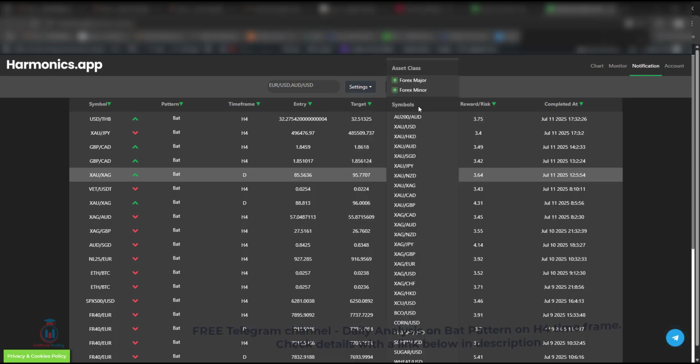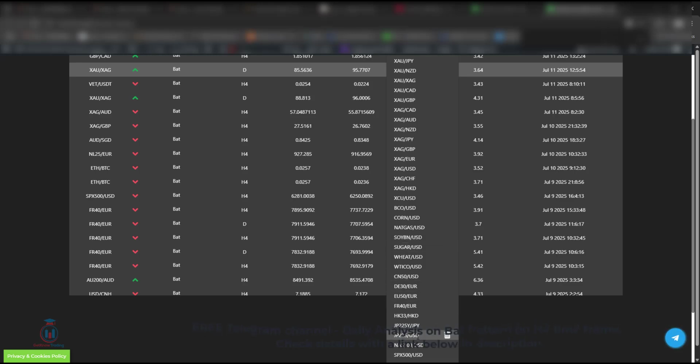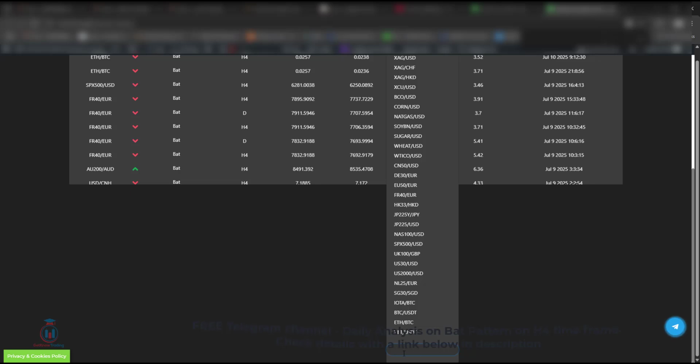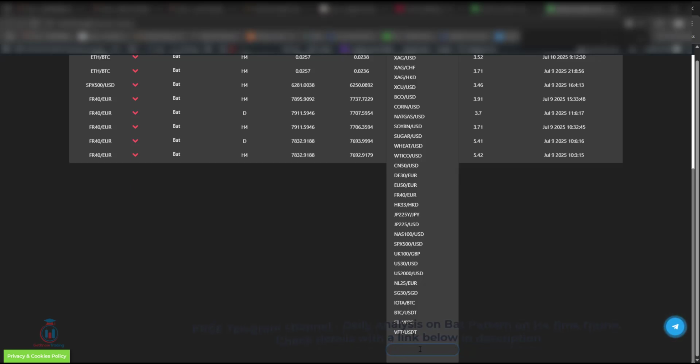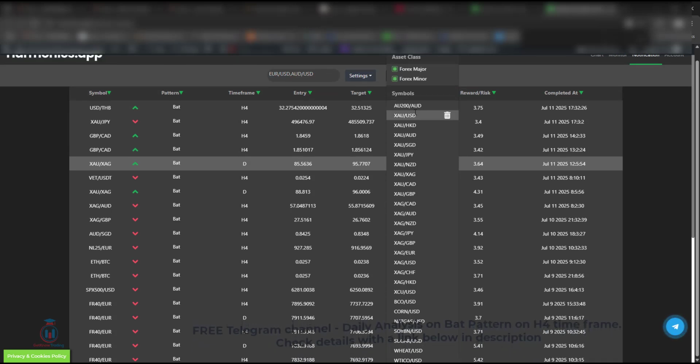On the watch list you select which symbols you would like to track. I have selected Forex Major, Forex Minor, and I have added more of these symbols here, adding also the crypto if you would like. How to add more of them? Feel free to go here where it shows add a new symbol, type which one you would like to have, and then it will be populated here, added to this list.